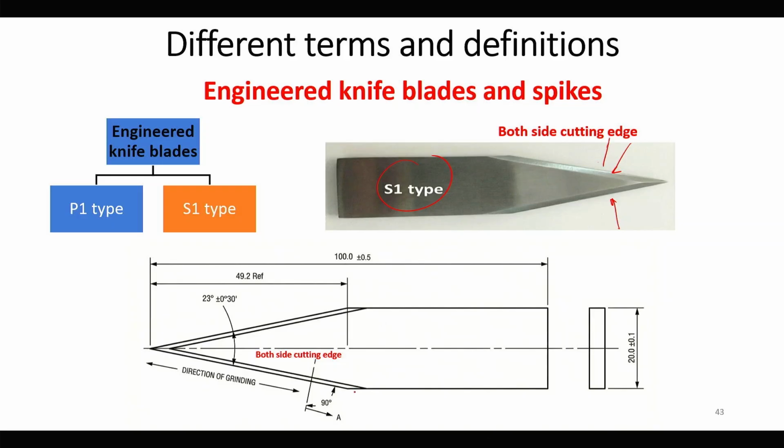Here we can see this is one edge, it is a cutting edge, and here this is also a cutting edge along with the tip. During penetration it will keep on cutting both sides. The tip angle is 23°, a standard angle, and all these dimensions are given here. It is 100 millimeter.